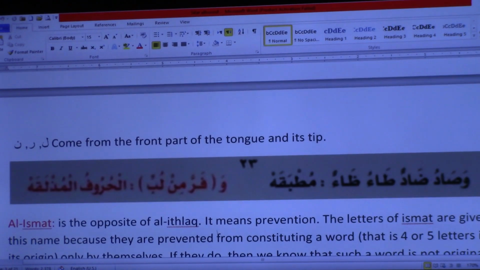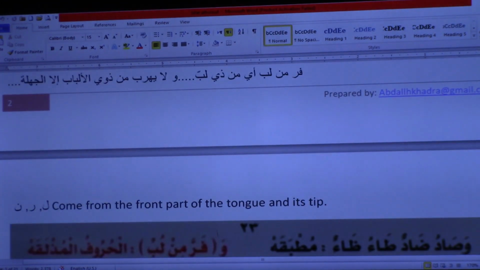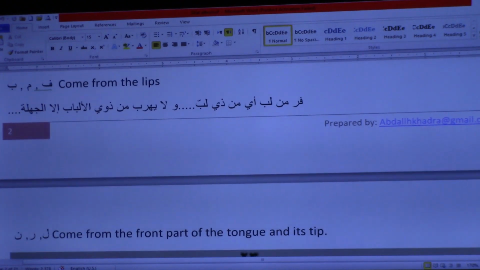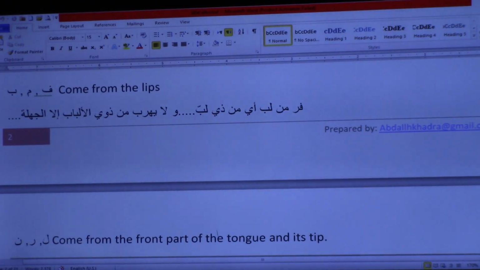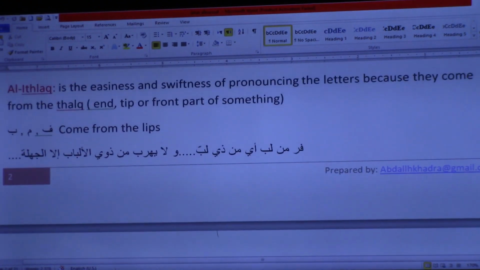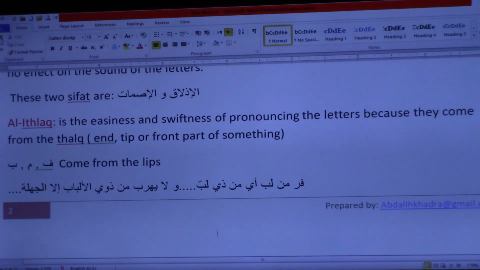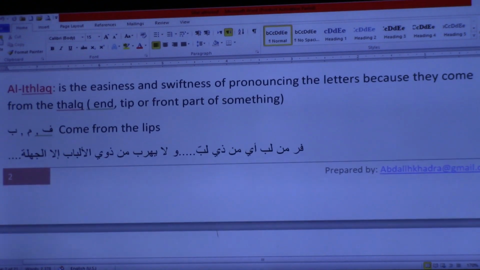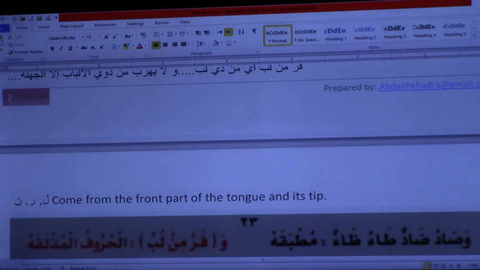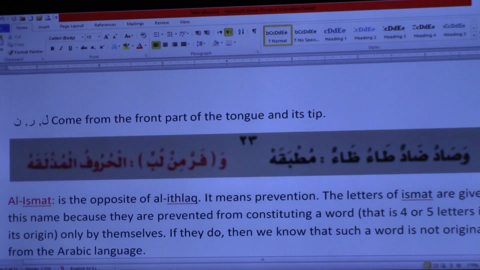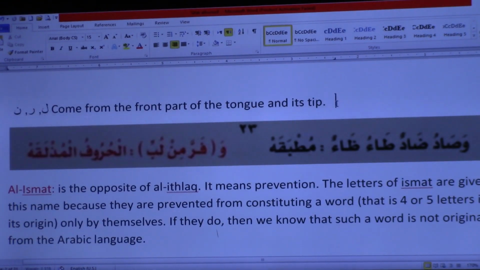So why are they called al-huruf al-mudhlaqa? Because they come from the dhalq of the tongue or the lip, meaning from the tip of the tongue and from the front parts of the lip, or the outside of the lip, or the lip in general. Okay. Idlaq is easiness and swiftness in pronouncing those letters. Because those letters, and this is the point that we can benefit from here in regard to tajweed, is what?